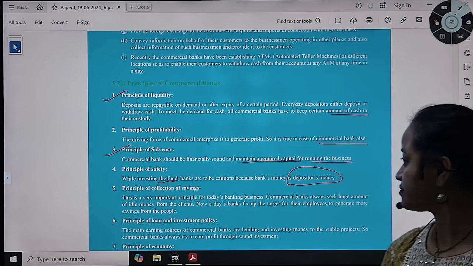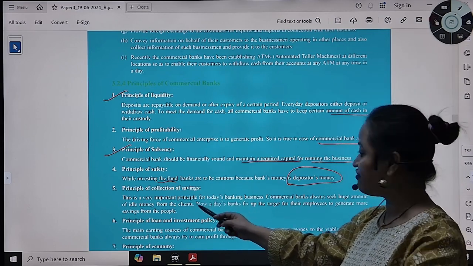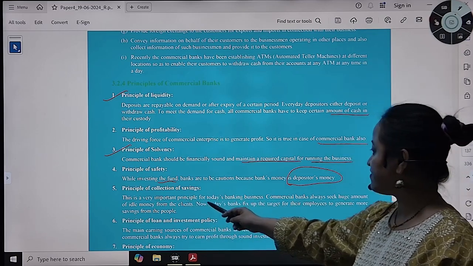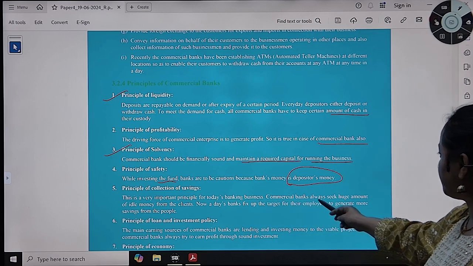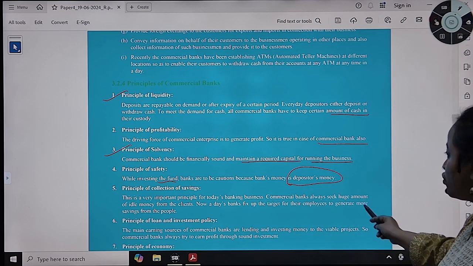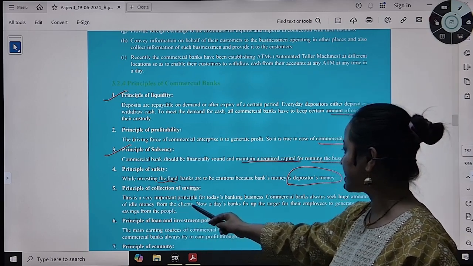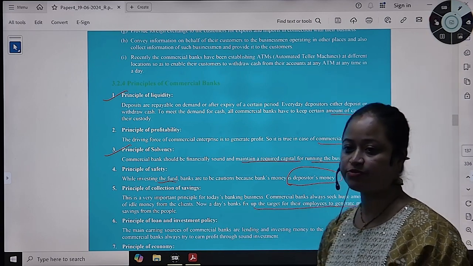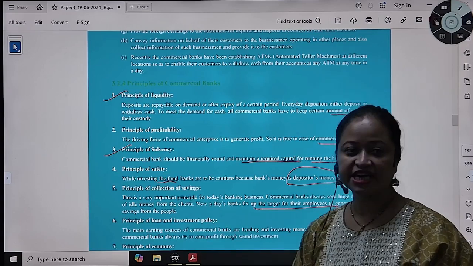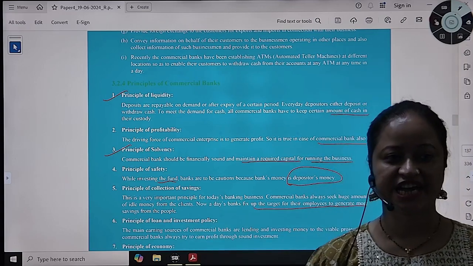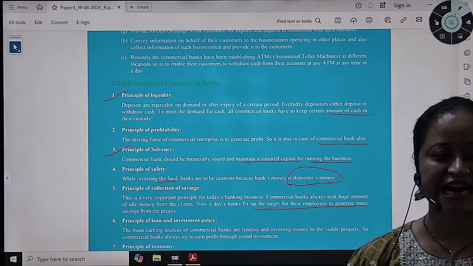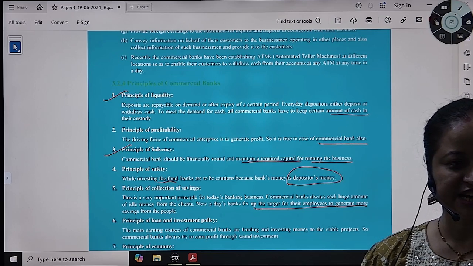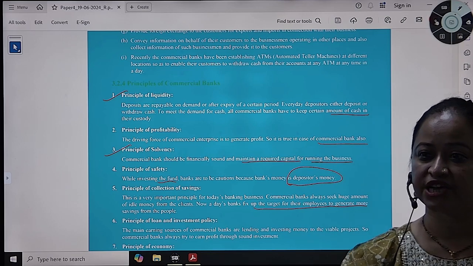ठीक है. The next one is principle of collection of savings. Today's banking, this is very important in today's banking business. Commercial banks always keep huge amount of idle money from the clients. Nowadays, banks fix up the target for the employees to generate more savings from the people. ठीक है, ये प्रिंसिपल बोल रहा है कि जितना हो सके उतना सेविंग कलेक्ट करो. तो जो एम्प्लॉयी हैं उन लोगों को टारगेट दिया जाता है, आप इतना अकाउंट खोल के आओ, आपका इस महीने का टारगेट है 10 अकाउंट्स, आप क्लाइंट ढूंढ के लाओ.